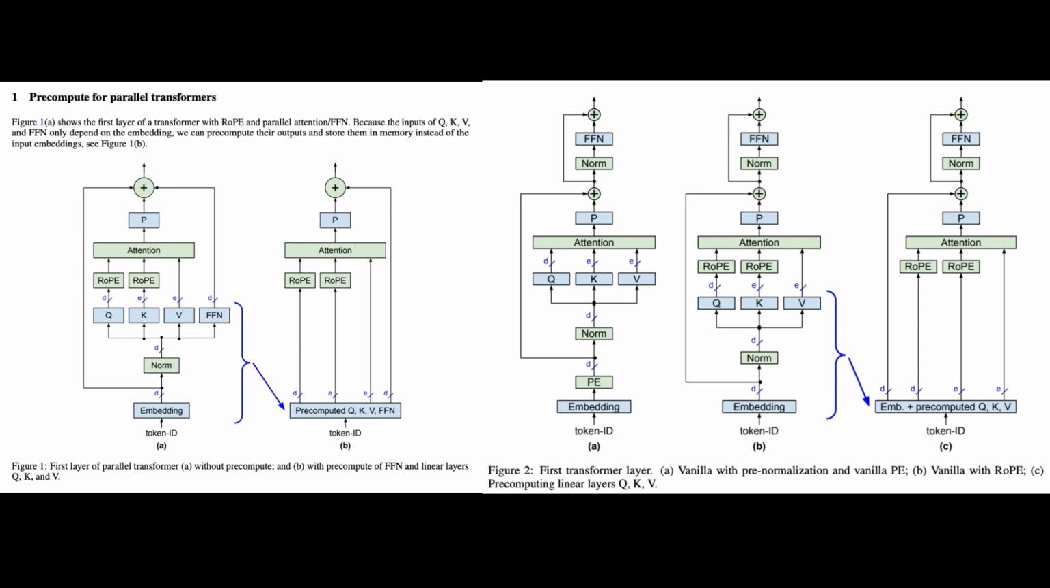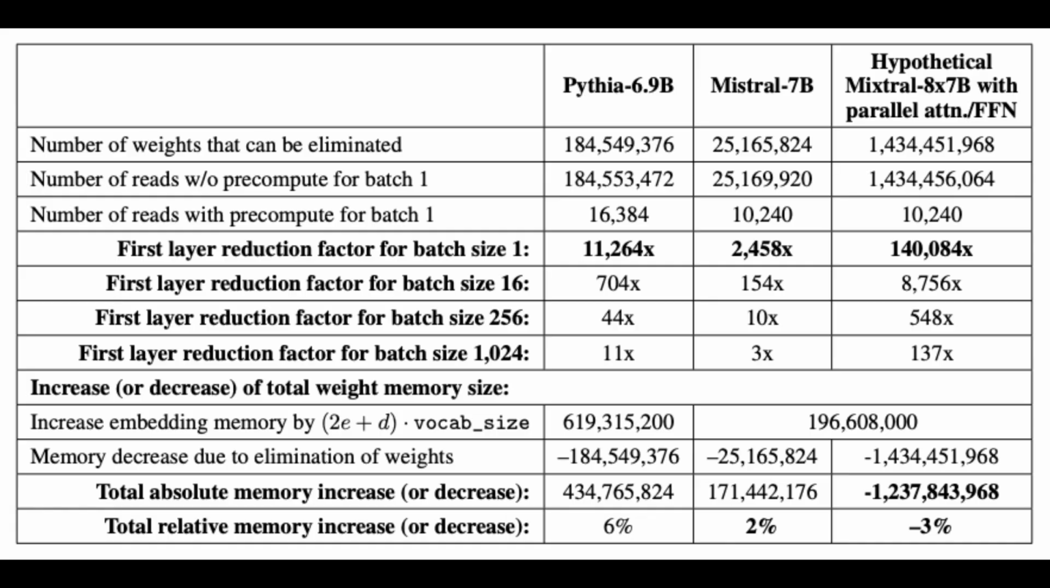Exactly. Okay, I want to circle back to those impressive reduction factors we talked about earlier. The paper mentions different factors depending on the batch size. Can you explain what batch size means and why it matters for pre-computing? Batch size is basically the number of sentences that the model processes at once. It's like having multiple ovens baking cookies simultaneously. Gotcha.